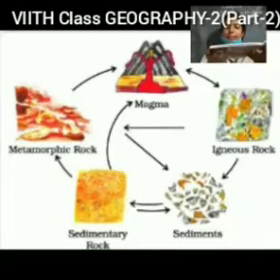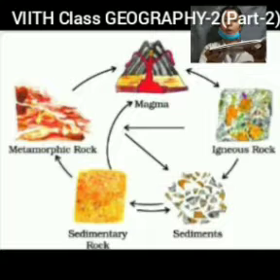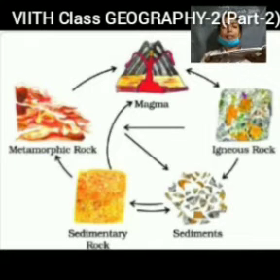Children, on page number 9, can you see the picture of the rock cycle? Yes. Then listen, when molten magma solidifies, it becomes igneous rock. So magma solidifies and changes into which type of rock? Igneous rock. This igneous rock is broken down into small particles that are transported and deposited to form sedimentary rock.